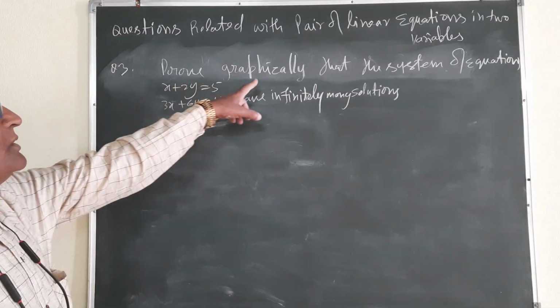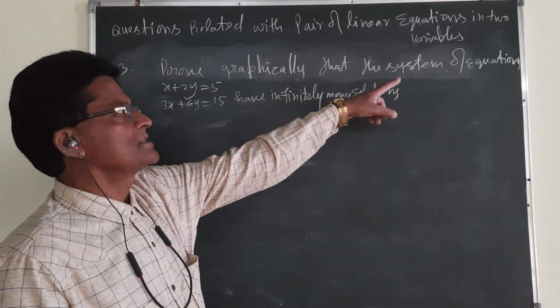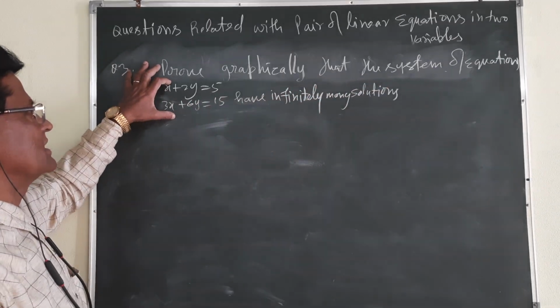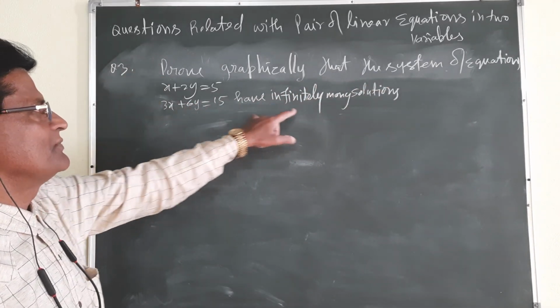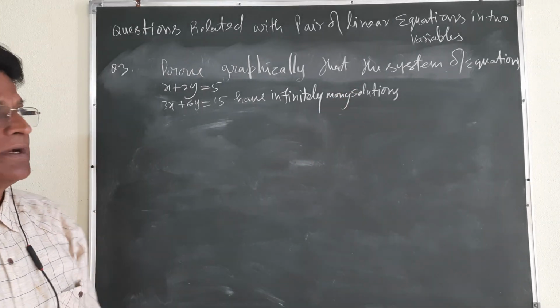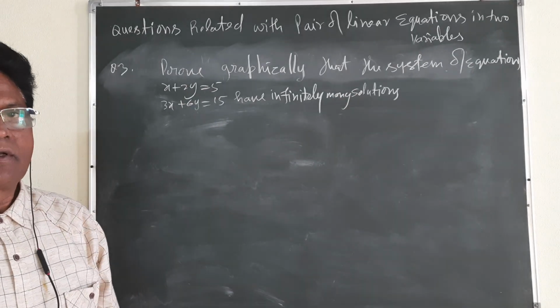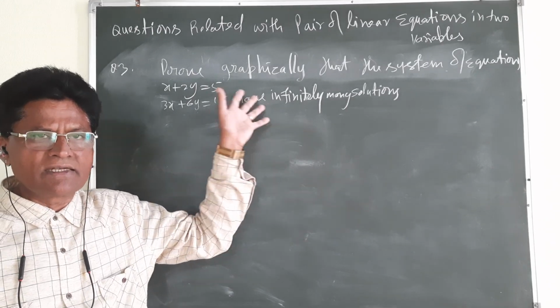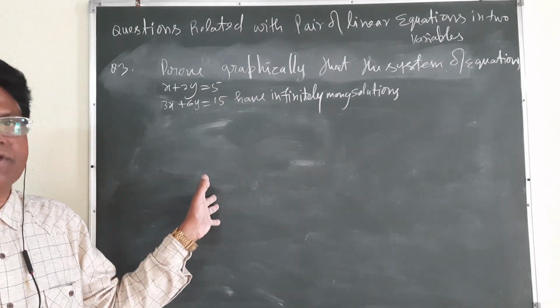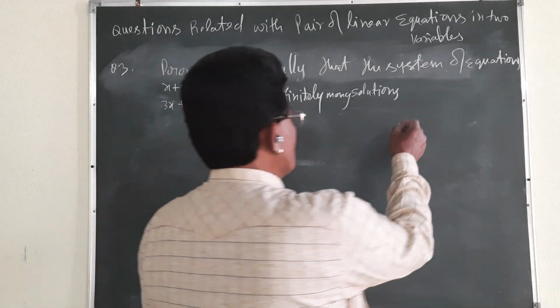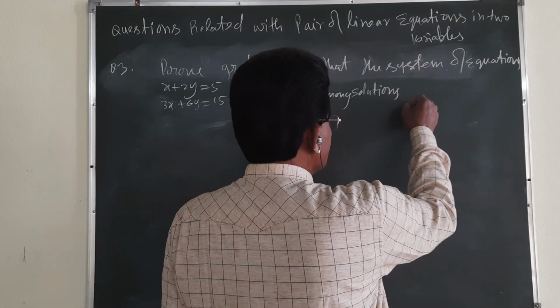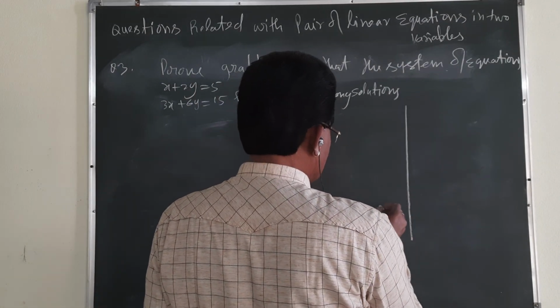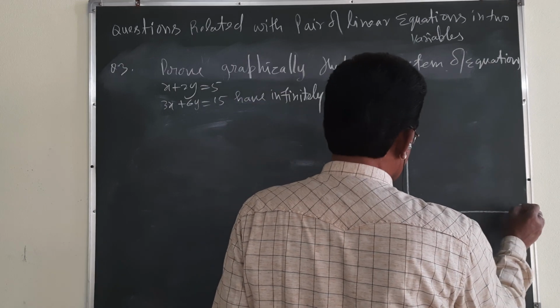Here it is given graphically that the system of equations given over here, two equations, have infinitely many solutions. Graphically you will have to mention. You will learn a number of things over here, how to draw the graph as well as the different types of conditions which we will discuss over here. Okay, let me see, because you will have to draw the graph here.